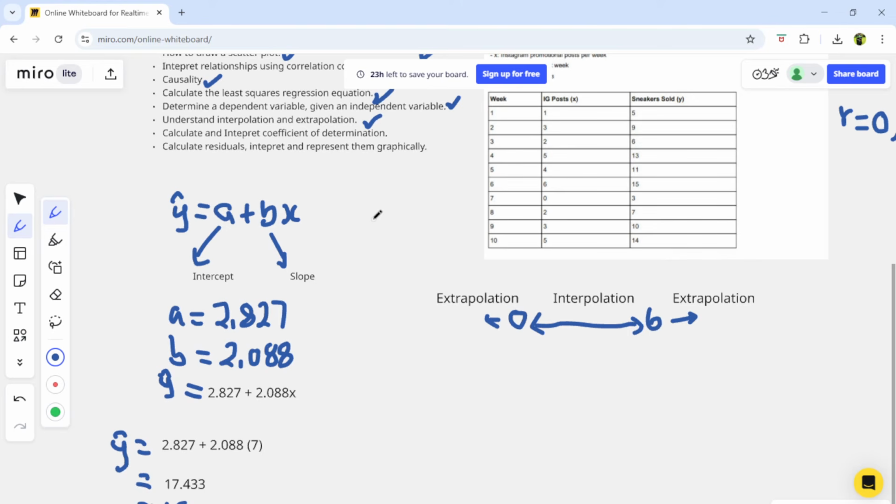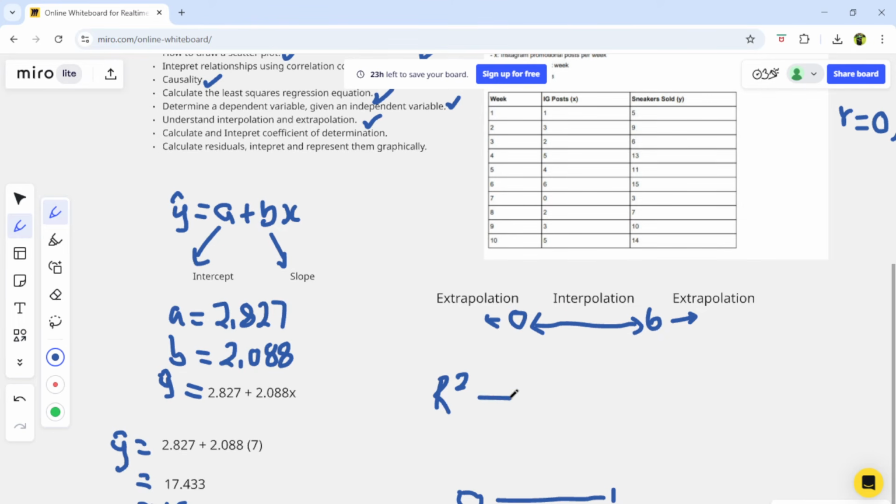Calculate and interpret the coefficient of determination. Alright, so the coefficient of determination is r squared. Basically, it's just taking the normal correlation coefficient, which is r, putting it in brackets and then squaring it. The reason why you put it in brackets is because the coefficient of determination is always positive. Unlike the correlation coefficient, it is not between minus 1 and positive 1. It's always between 0 and 1.